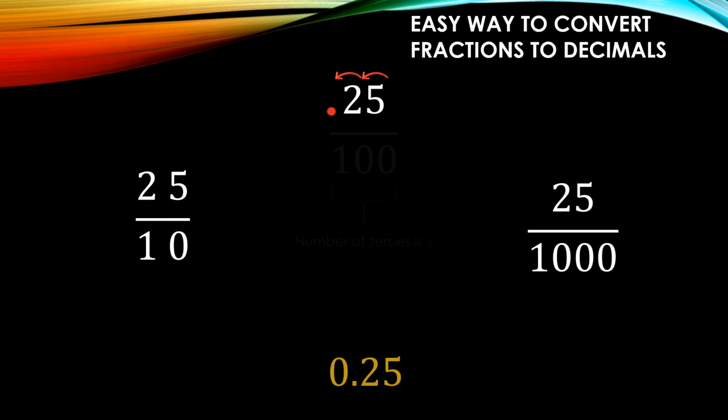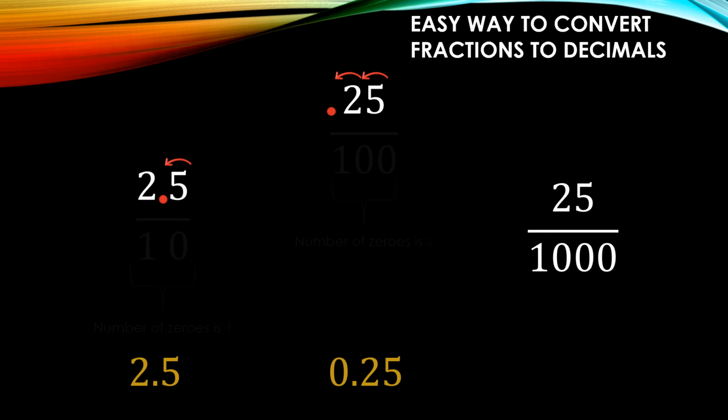Let us take another number 25 upon 10. See the denominator. It is 10. How many 0 in 10? Yes, 1. So in numerator, count 1 digit from the right and put the decimal. So the answer is 2.5.